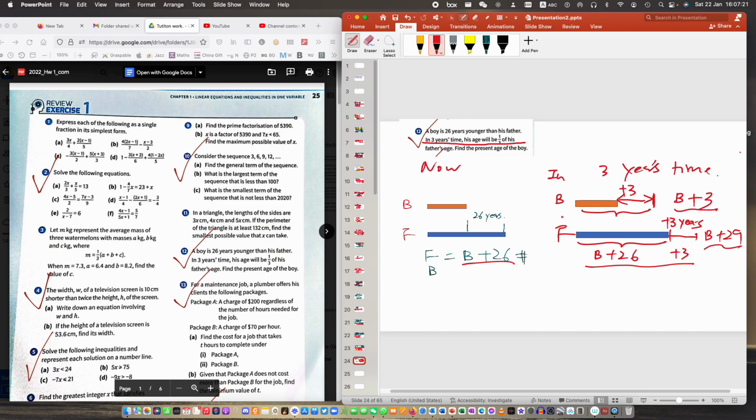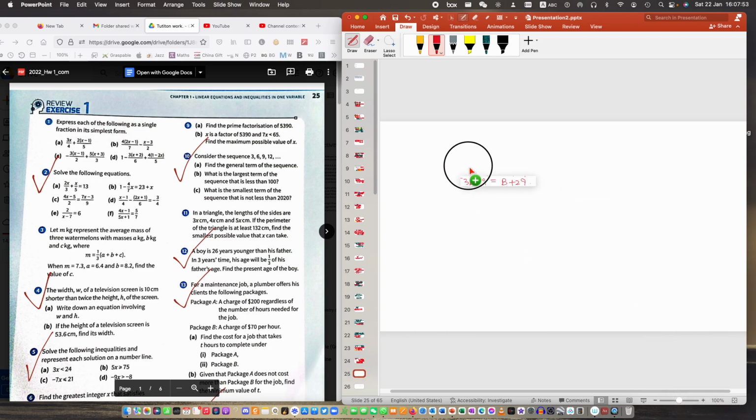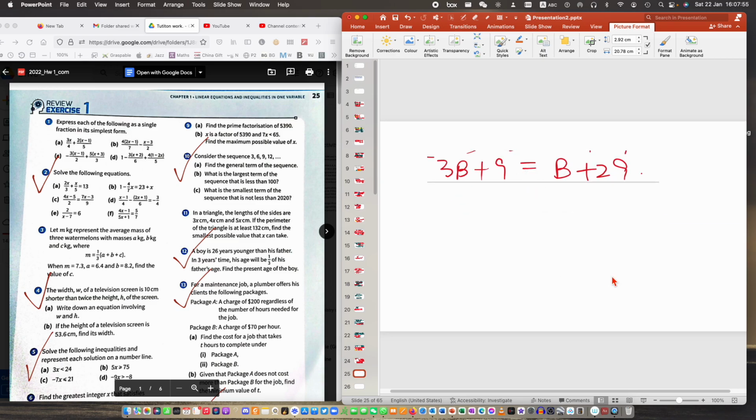Okay, then now they say what? This is 1/3 of this. So that means B plus 3, 1/3 means times 3, right? Will equal B plus 29. Does it make sense? 1/3 is times 3, right? Yeah. So therefore, open the bracket, 3B plus 9 equals B plus 29. So of course, you want to move things over, right? Which one you want to move?